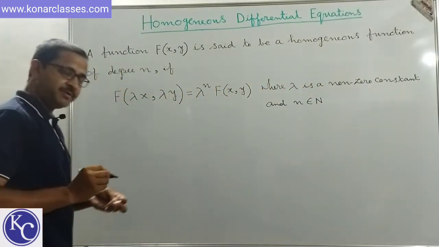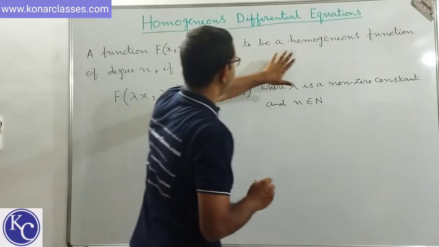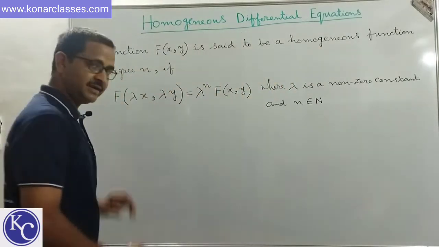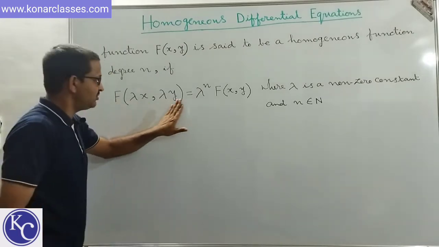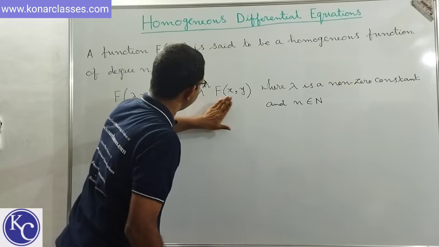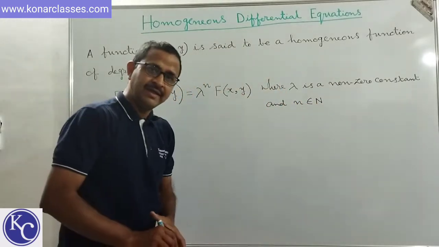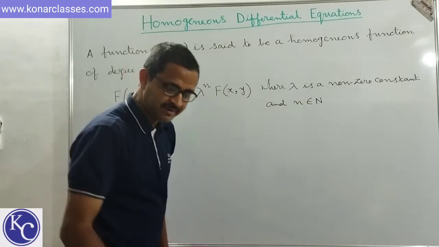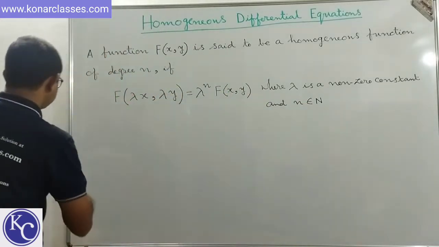So a function, I repeat dear students, a function f(x, y) is said to be a homogeneous function of degree n if f(λx, λy) is equal to λ to the power n into f(x, y), where lambda is a non-zero constant and n belongs to capital N, the set of natural numbers. Let us take an example.